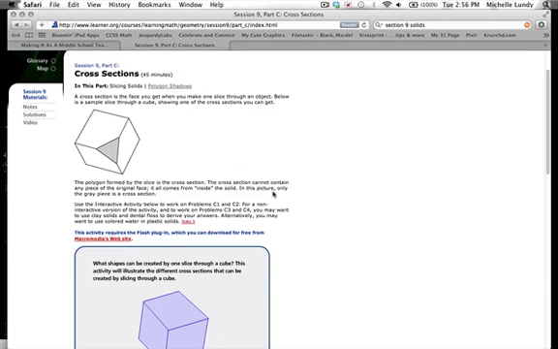Some students have a very difficult time seeing those cross sections in their head. If they are not a very good visual spatial learner, this is something that causes them a lot of trouble. They cannot picture what it's going to look like when you slice through a particular shape in a certain way. They can't picture what the inside of that cut is going to look like.